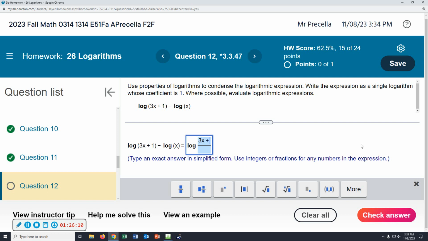Normally, if there's parentheses, you leave the parentheses, but since there's nothing except 3x plus 1 on top, if you do not want to put the parentheses, that's fine. And if you don't want to put the parentheses around the x, that's fine, because there's nothing else down there. But if you put the parentheses, it's not going to count it wrong.